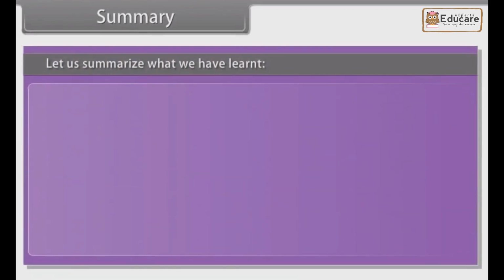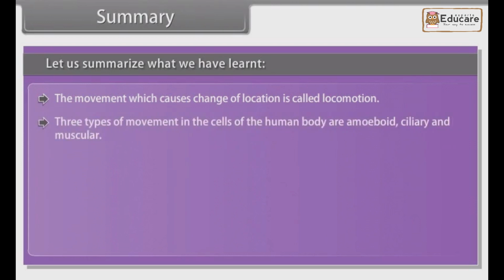Summary. Let's summarize what we have learnt. The movement which causes change of location is called locomotion. 3 types of movements in the cells of the human body are amoeboid, ciliary and muscular.